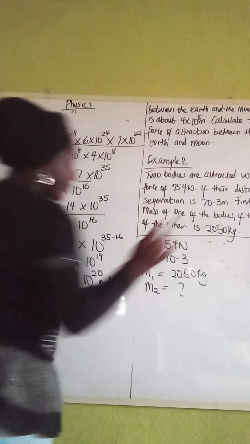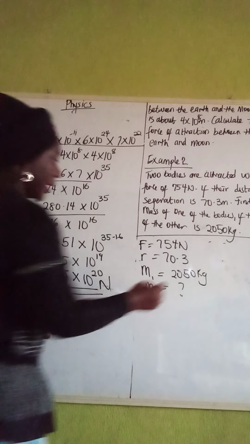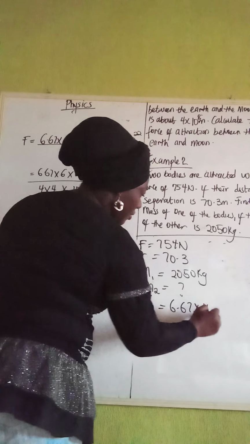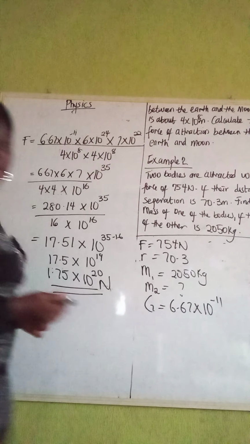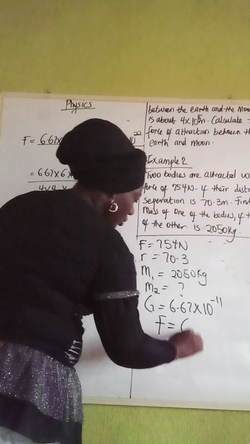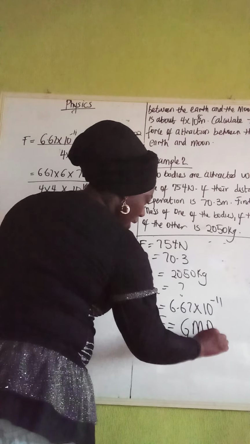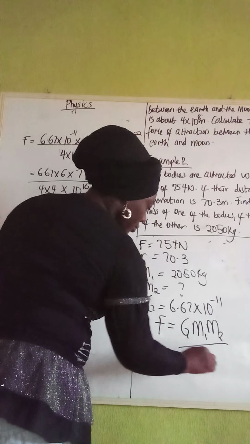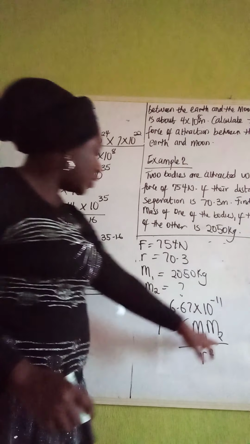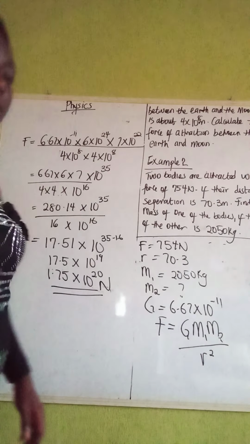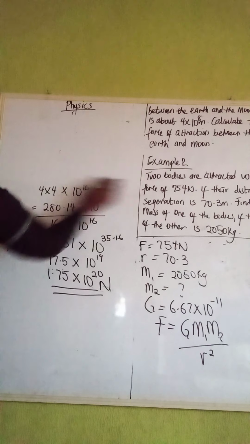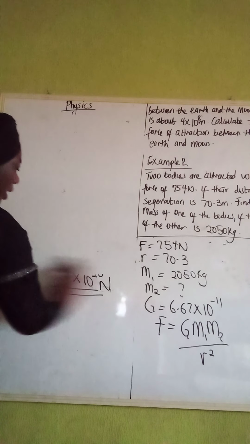M2. Remember our constant G equals 6.67 times 10 raised to the power minus 11. So let's write out the formula. F equals G M1 M2 over r squared. Now to make your work easier, let's make M2 the subject of the formula, and from there we can calculate it.